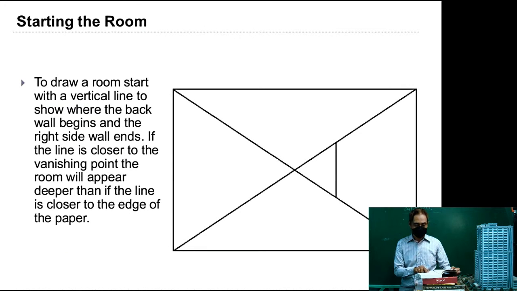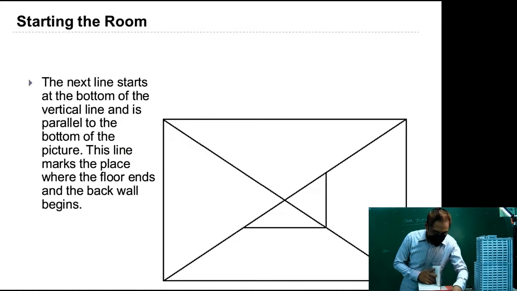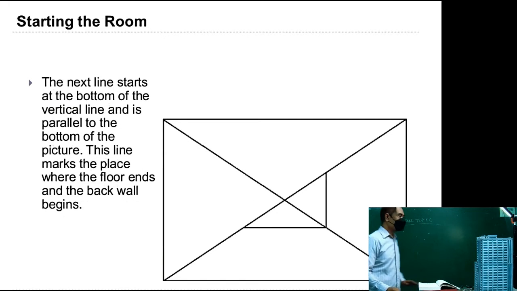To draw a room, start with the vertical line to show where the back wall begins and the right side wall ends. If the line is closer to the vanishing point, the room will appear deeper than if the line is closer to the edge of the paper. The next line starts at the bottom of the vertical line and is parallel to the bottom of the picture. This line marks the place where the floor ends and the back wall begins.